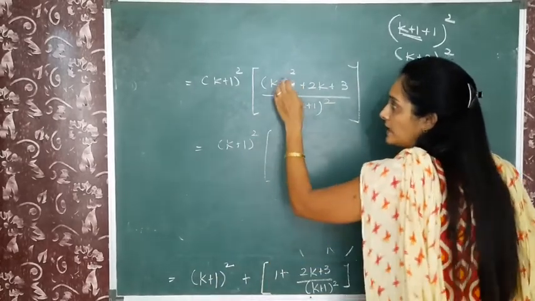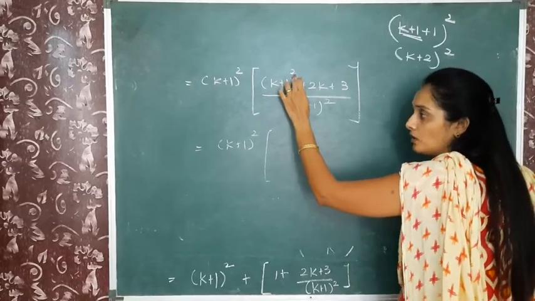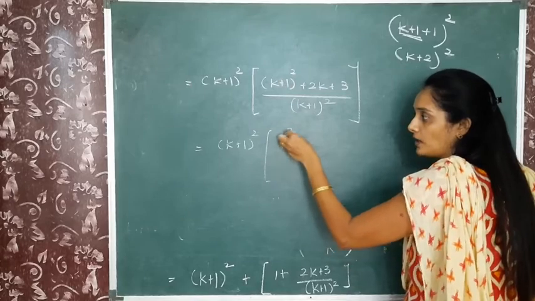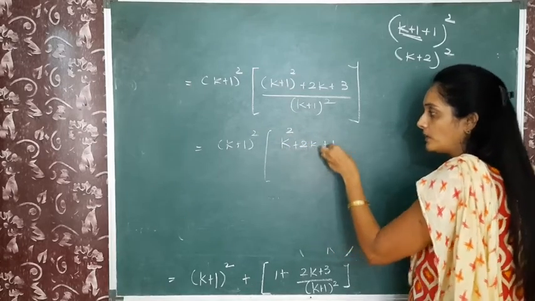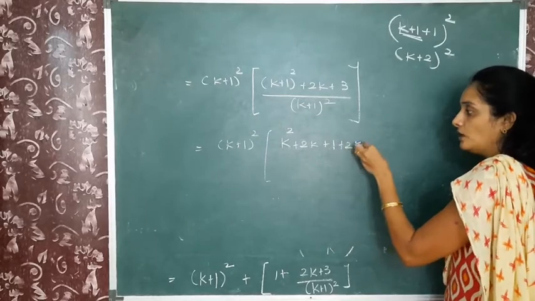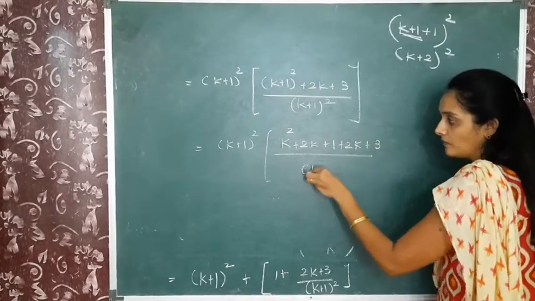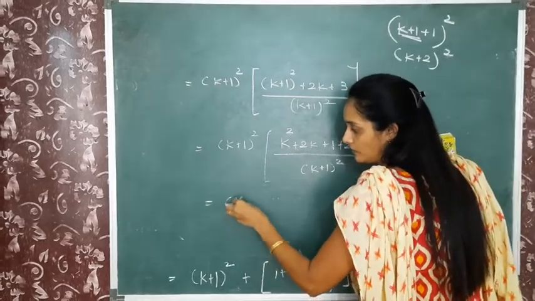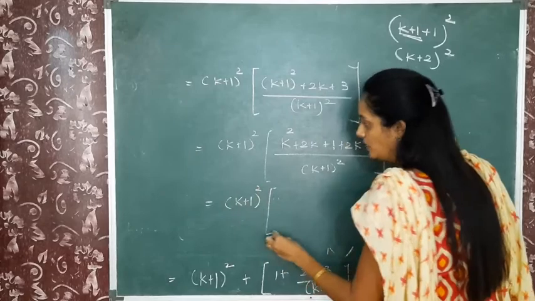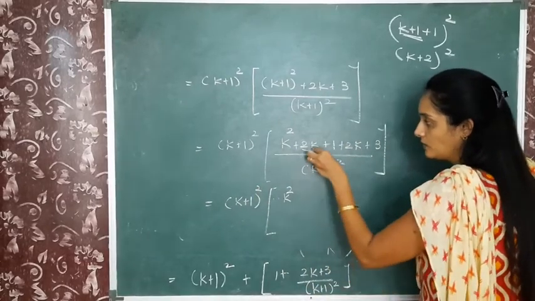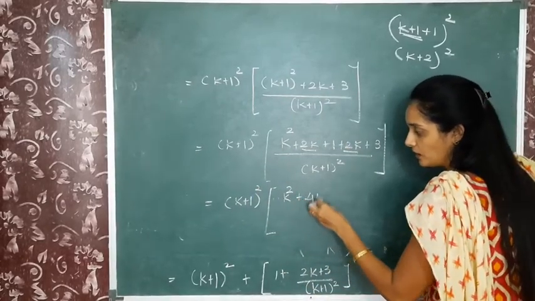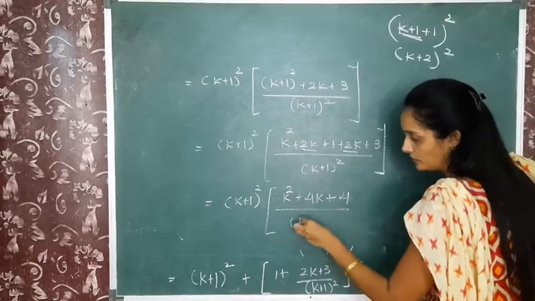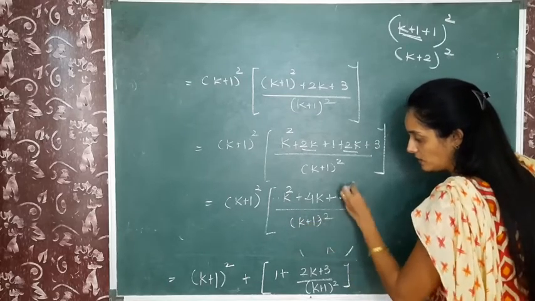k plus 1 whole square expansion. So a plus b whole square is a square plus 2ab plus b square. So k square plus 2k plus 1 plus 2k plus 3. So here and here, k square, 2k plus 2k like terms. So 4k plus 1 plus 3, 4, upon k plus 1 whole square.